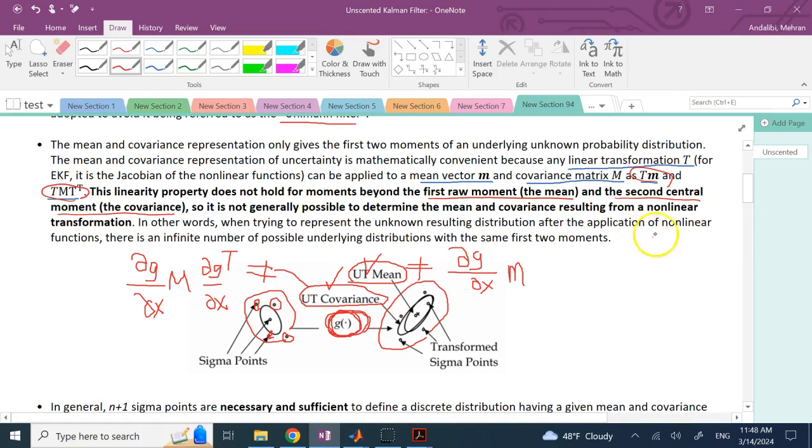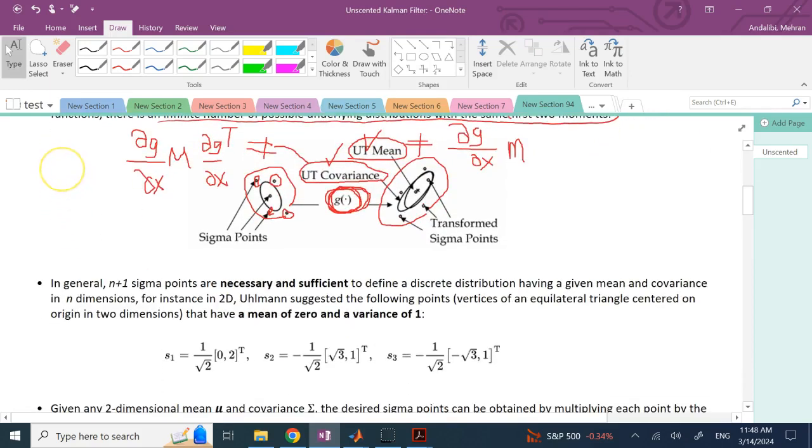And that's why, in general, this idea of linear or linearized transformation of mu and sigma is not a good idea. In general, you can have an infinite number of possibilities of underlying distributions that share the same mu and the same sigma. Okay? Now, how many points should we pick for sigma points, and where are they? Where do we pick them?